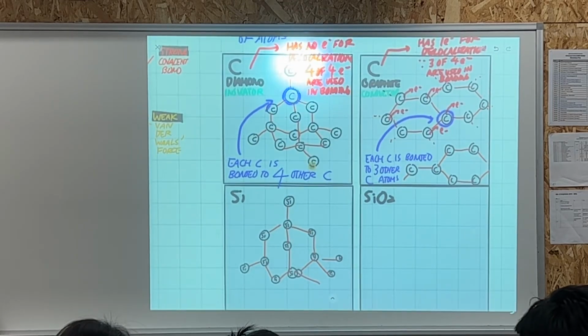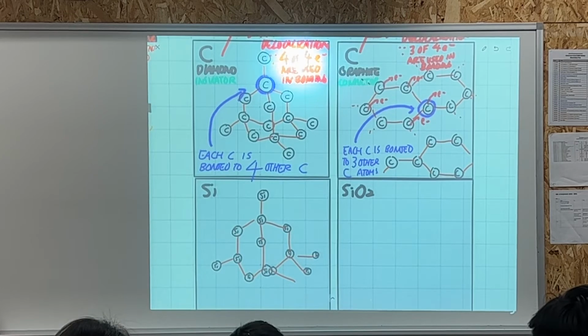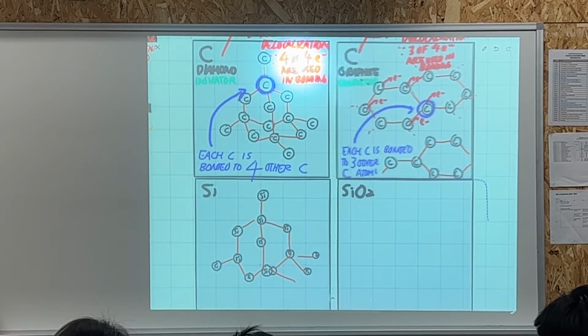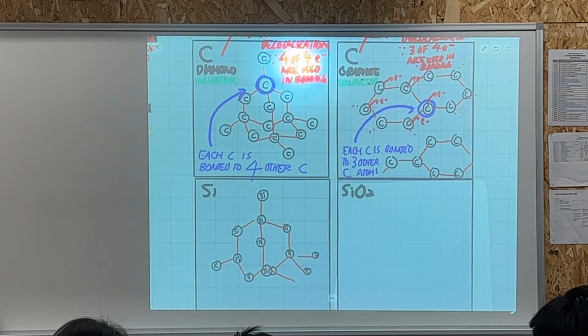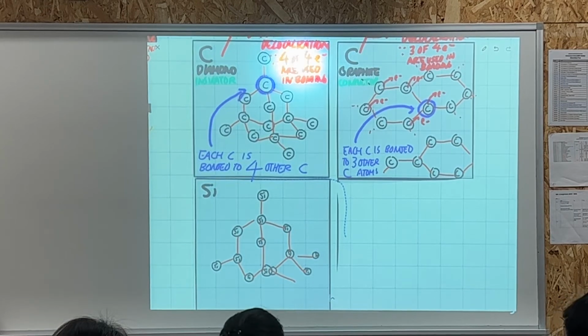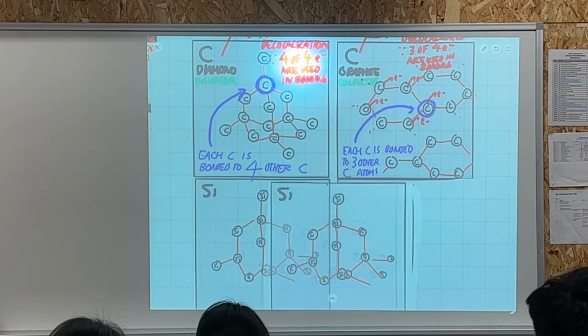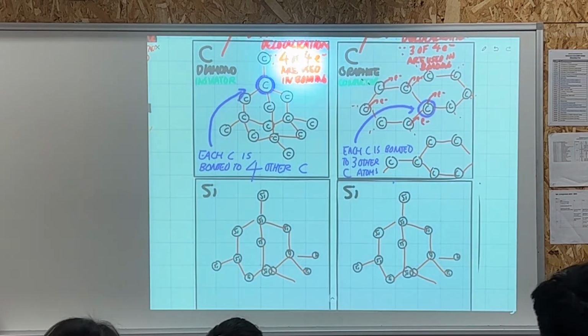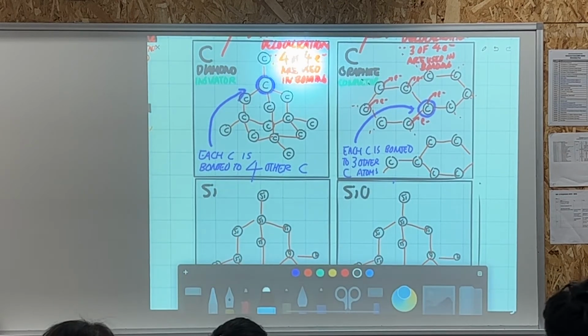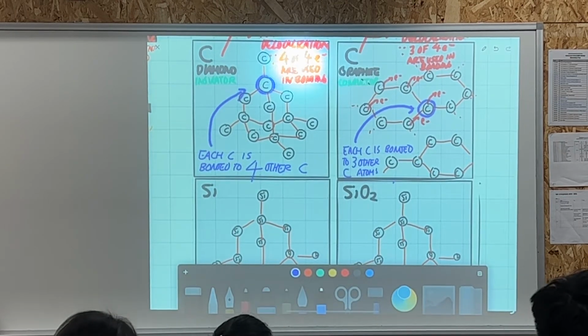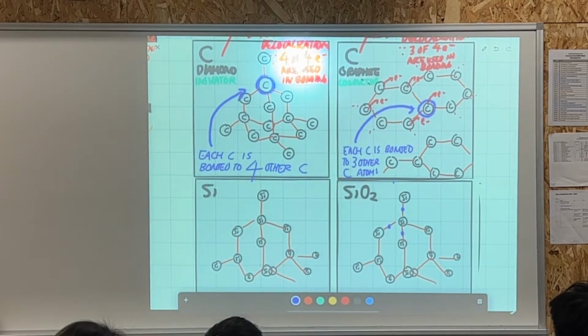Can you see these two diagrams? They are mostly identical. What about SiO2? SiO2 will be built on, actually I can just copy this over. SiO2 structure will be built on that of Si. So we put SiO2 here. And then you will find additional oxygen in between any two Si atoms. So this is what SiO2 looks like.